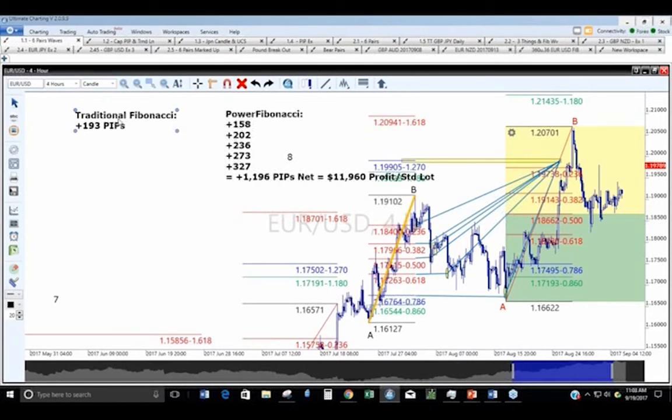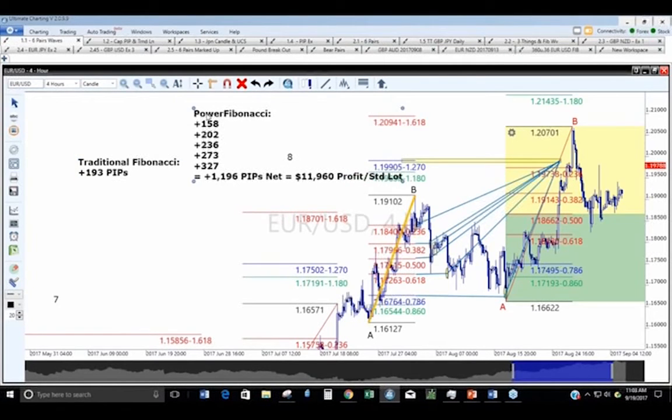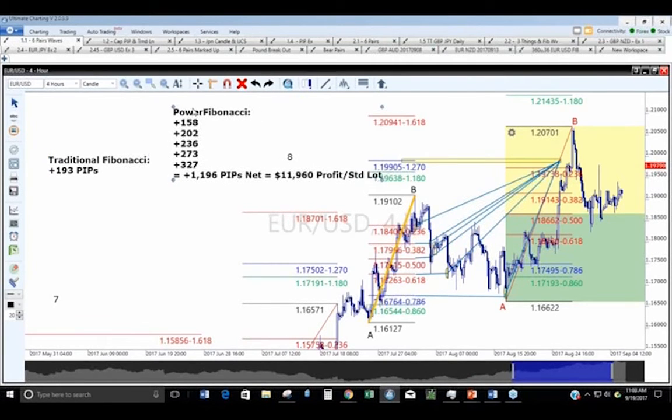So type in, which would you rather make? Would you rather make 193 pips where you personally had to do all the entries and all the exits, or would you rather make 1,196 pips where the system, the machine, the technology does it all automatically? You guys see what I'm talking about? This is like a six-fold. Martin's got it. It's a 600% higher number, and that is absolutely correct.